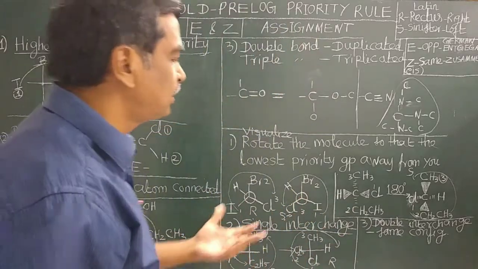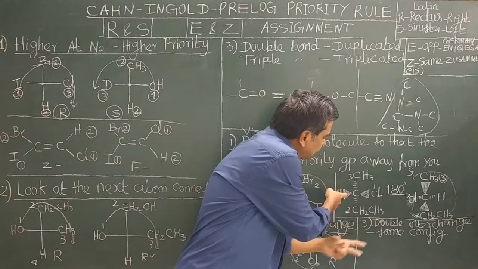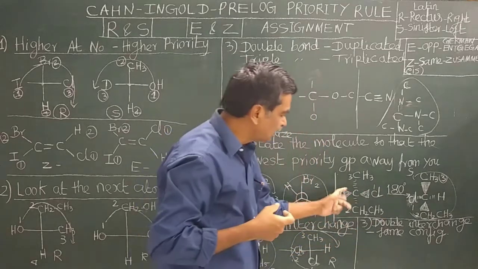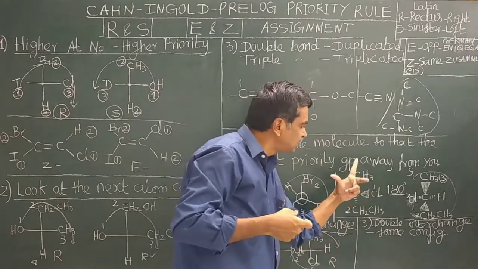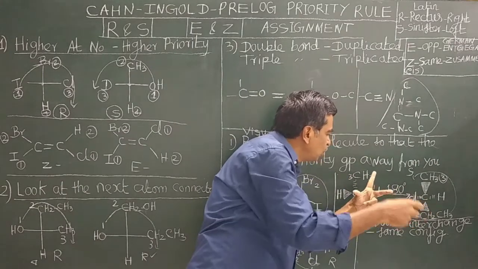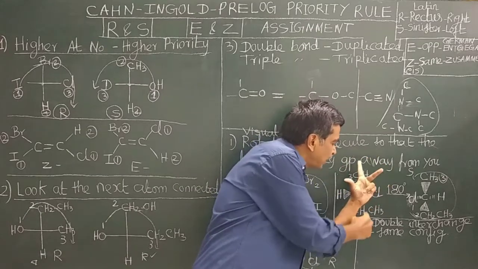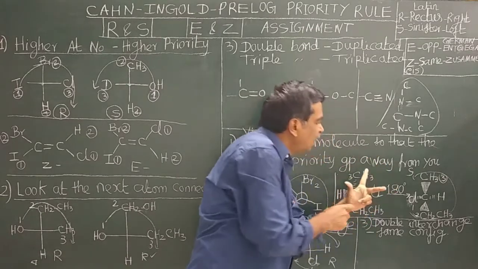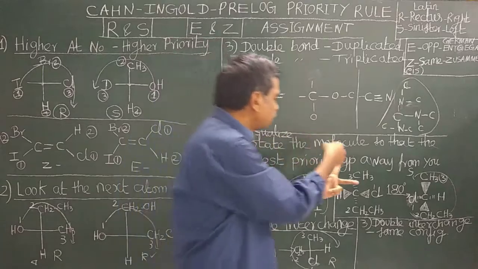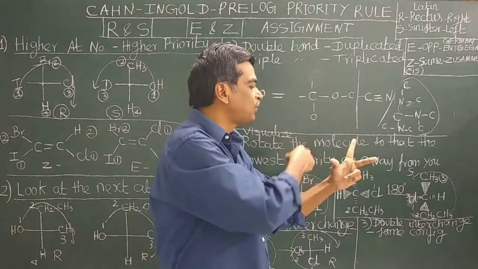A very, very important example: secondary butyl chloride. See this, these two hydrogen. The dark rectangle means hydrogen and chlorine are towards you, and these two groups are away from you. But what I said is, the lowest priority group should be away from you. It should not be towards you.